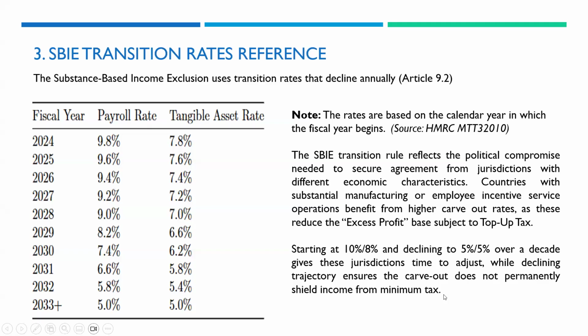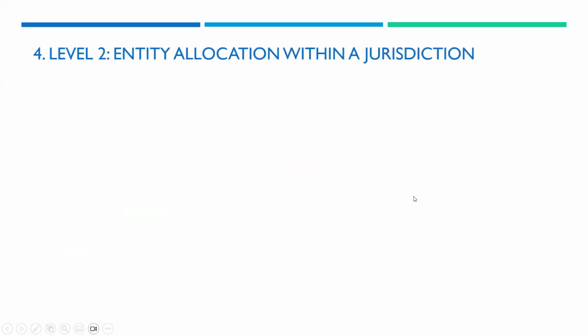So again, if people are using this as a shield, then to avoid that, they have told that it is only temporary, it's for only a decade, and after which this would be removed. Are you understanding substance-based income exclusion and the rationale while it is given? If that is given, let's go to the next one.